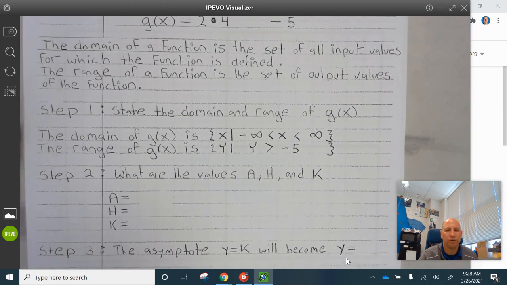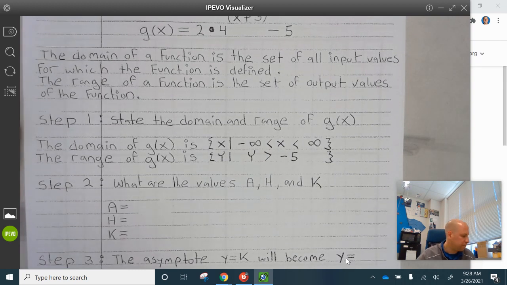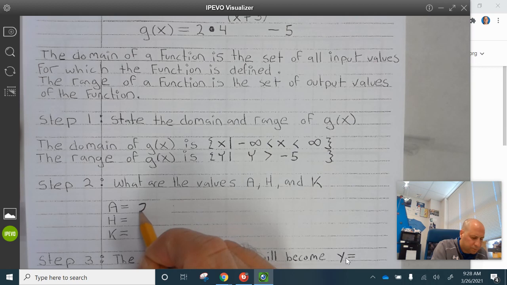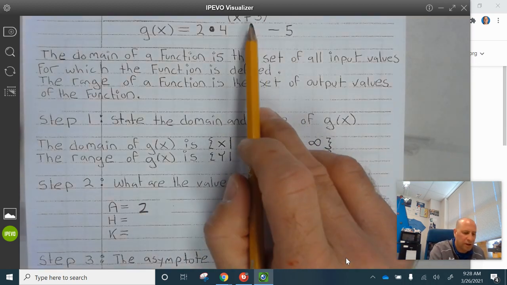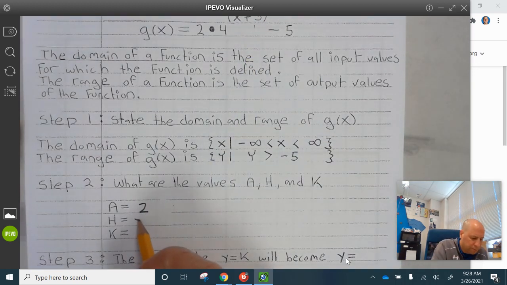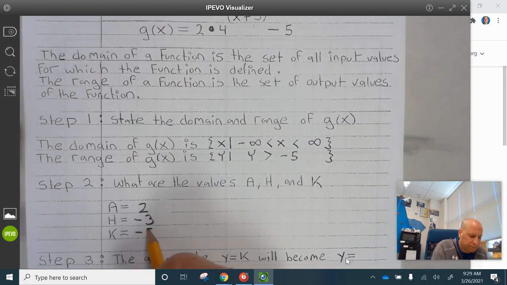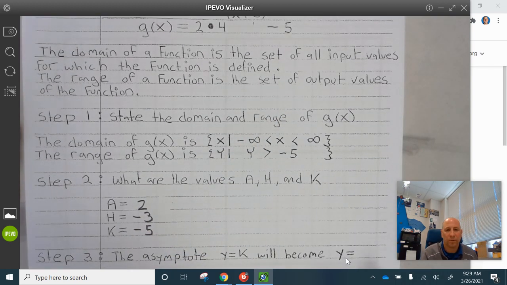Step 2: What are the values of a, h, and k? So a is this value right here, 2. h is negative 3. And k is negative 5. Okay?